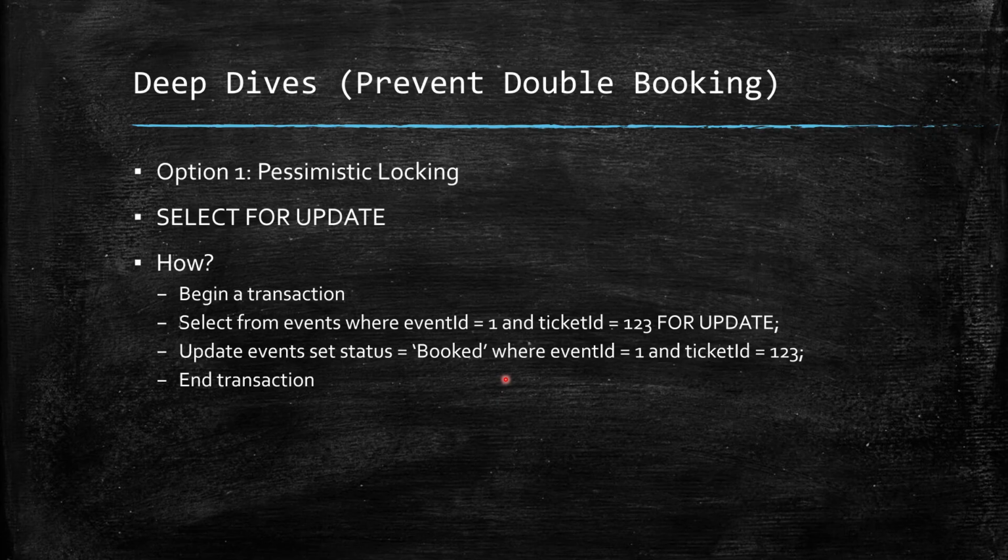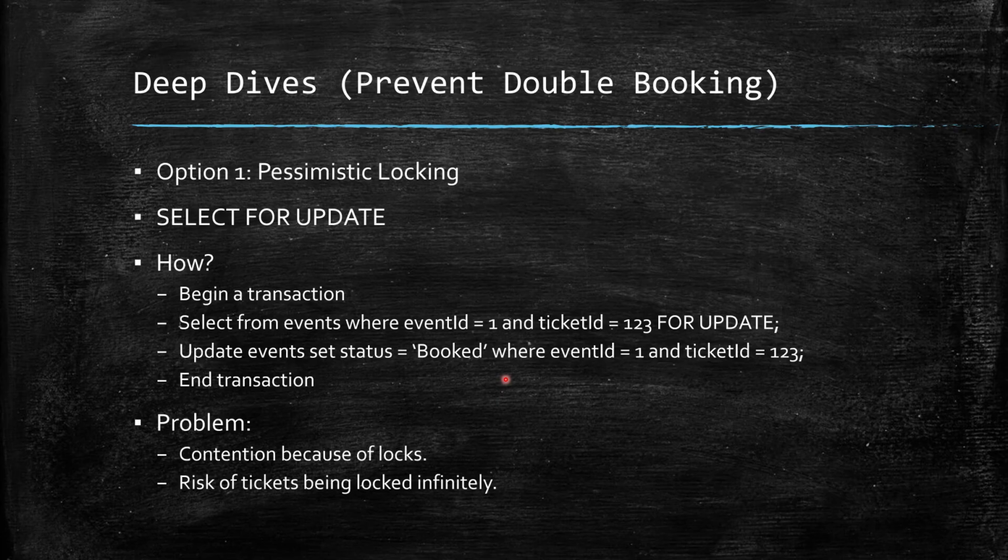Or what you can do is you can do a select for update and then wait for the user. So the idea here is you do a select for update, you reserve those tickets, and then you do an update and you wait for the user to make a payment, and then you end the transaction, you commit the transaction in a way.